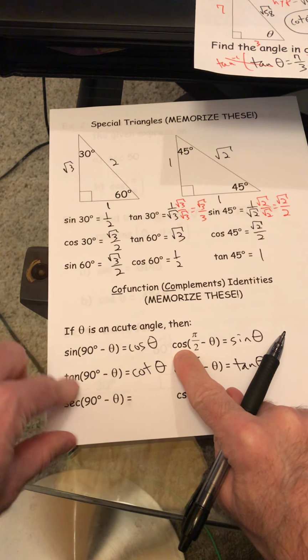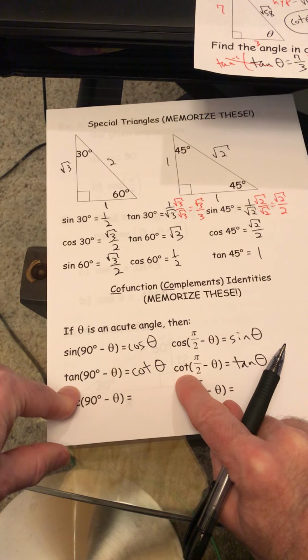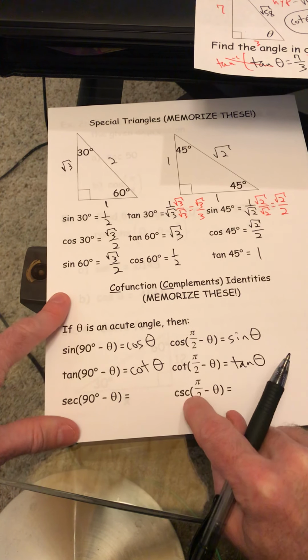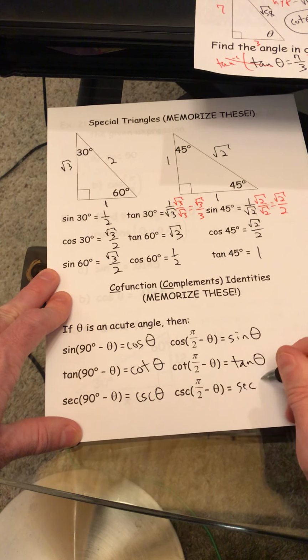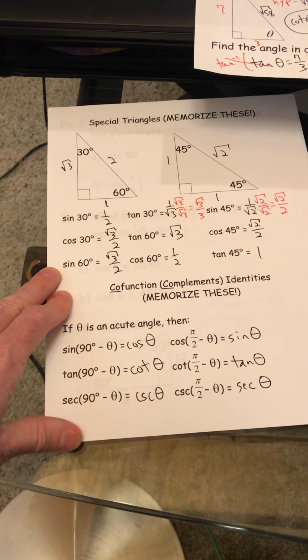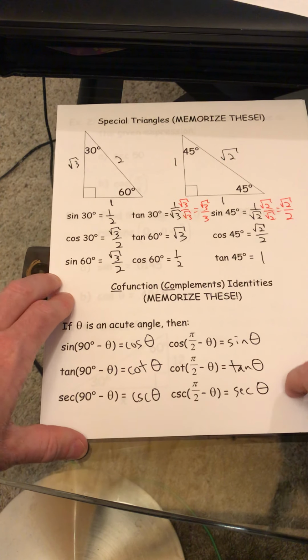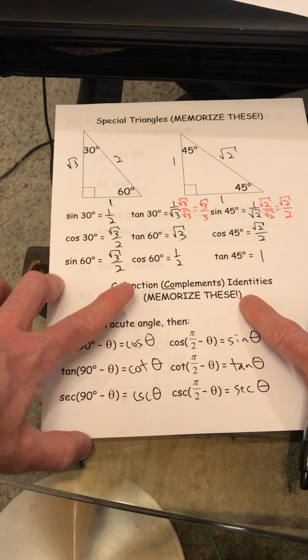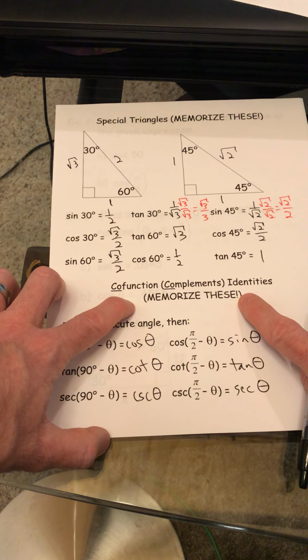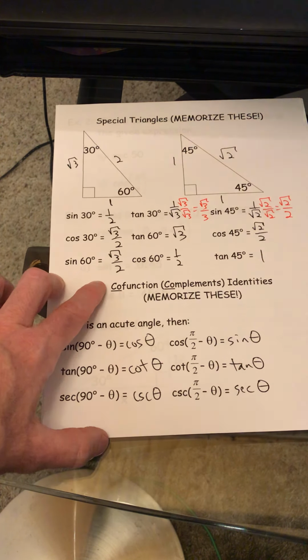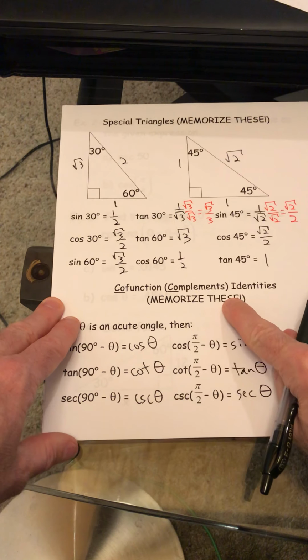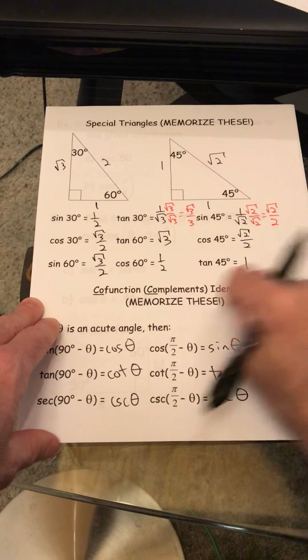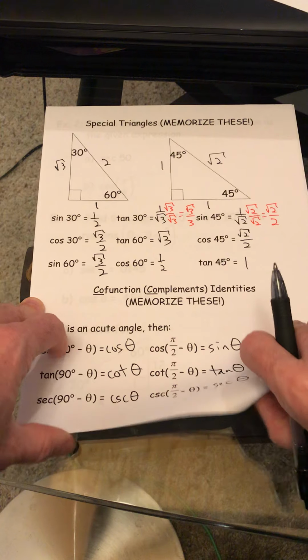Sine and cosine are complement functions. Tangent and cotangent are complement functions. Secant and cosecant are also complement functions. So those are some identities that we'll use, and these are things that you should know. I will tell you, you will need to know your reciprocal identities and your complement identities. Again, we'll eventually show you a real easy way that you'll be able to memorize all of those.